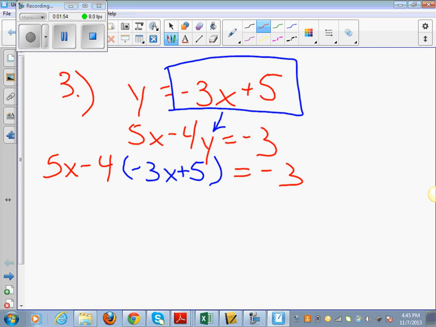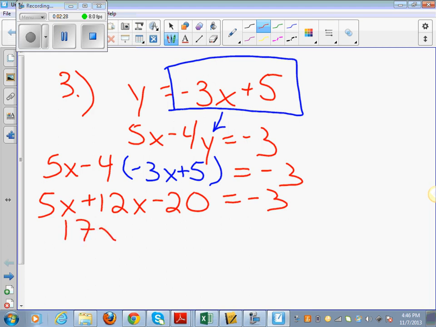So now I have an equation where I only have one variable, which means I can solve it and figure out what x is. I'm going to do that first by, I need to distribute. So I've got 5x, and I'm distributing negative 4, so negative 4 times negative 3x is positive 12x. Negative 4 times positive 5 is minus 20. And then I have equals negative 3. So I'm going to combine my like terms. 5x plus 12x is 17x minus 20 equals negative 3.